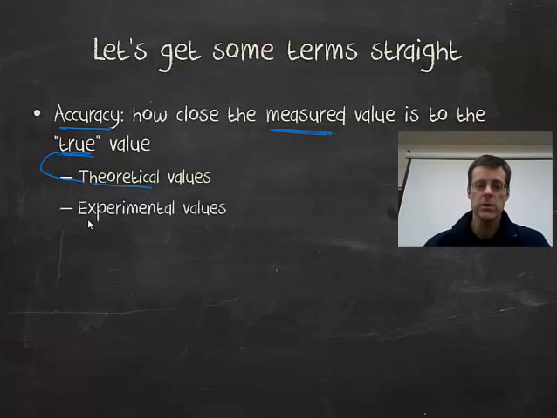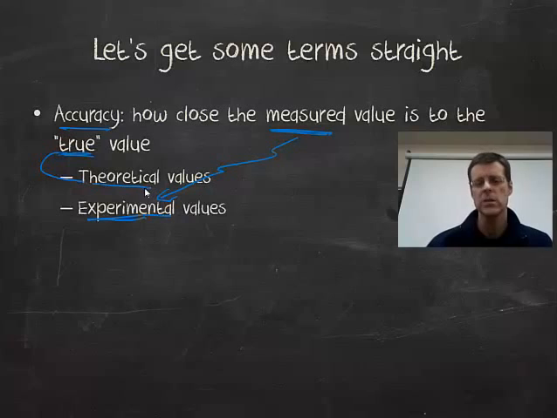We're also going to have experimental values. And experimental values are always the ones that we have measured. So for us, measured values and experimental values mean the same thing. True value, theoretical value will mean the same thing. Now, of course, what we want is our experimental values to be very, very close, hopefully exactly what our theoretical values are. But it's not likely going to happen.